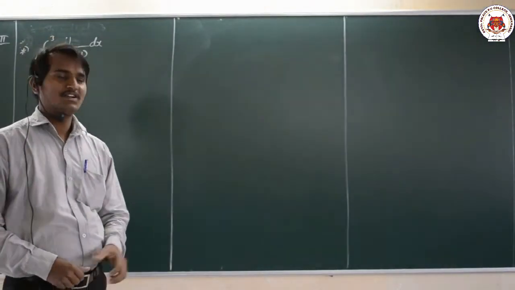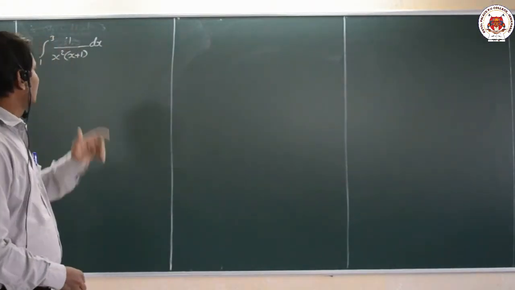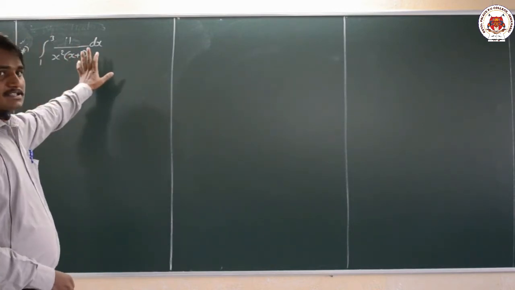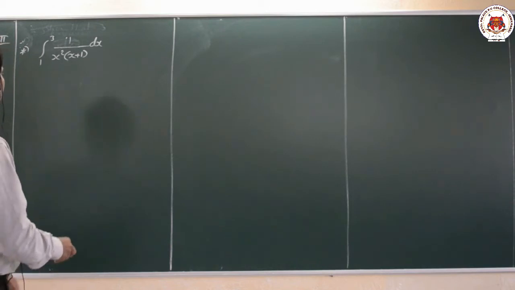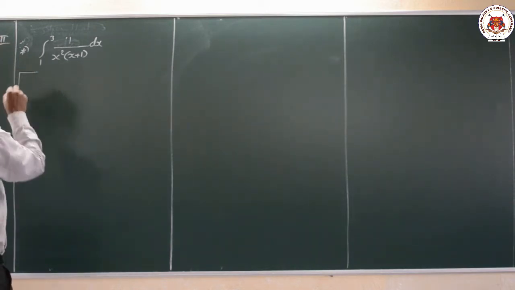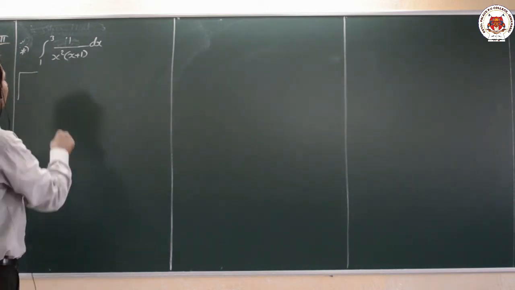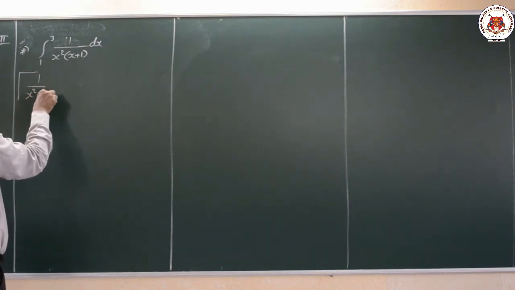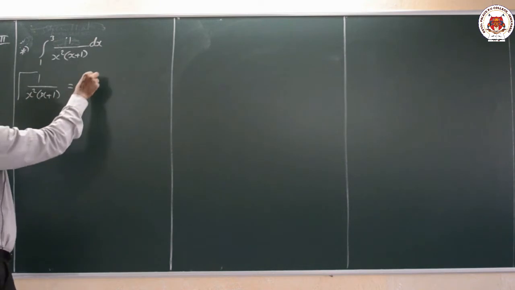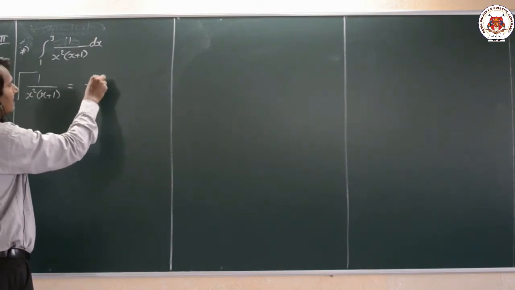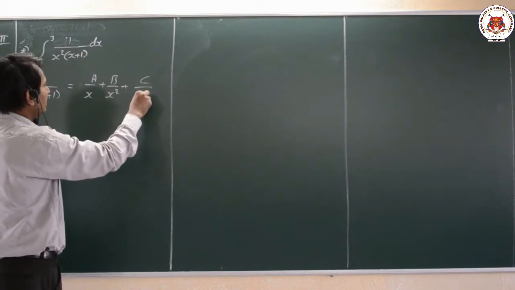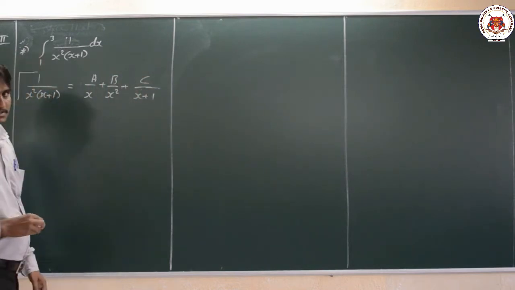Okay dear students, now let us move on to the next problem. The next problem is 1 divided by x square into x plus 1. Now here I can make use of partial fractions. Partial fraction means we solve it as 1 divided by x square into x plus 1 equals a divided by x plus b divided by x square plus c divided by x plus 1.